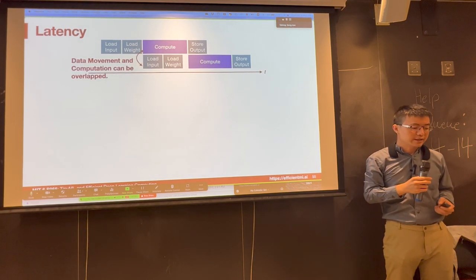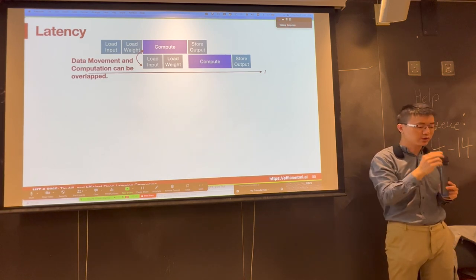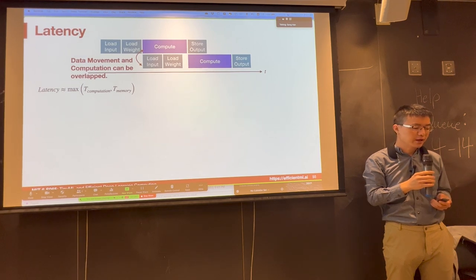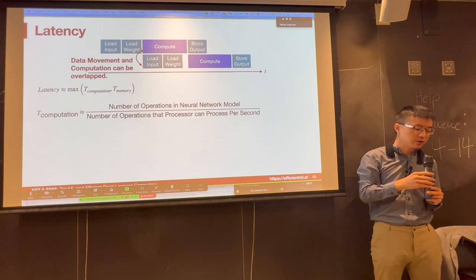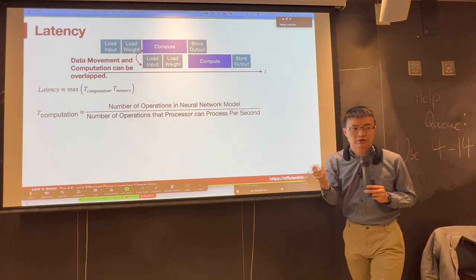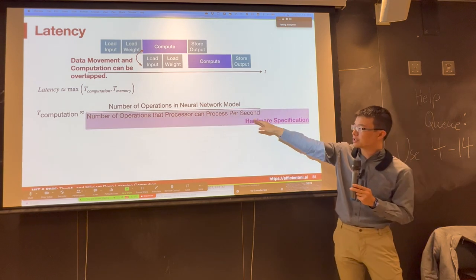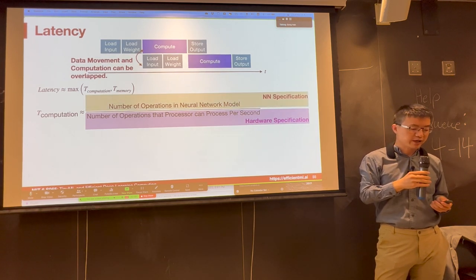So how to calculate the latency? We load the weight, we load the input, we compute it, and we store the output. And sometimes we hope to overlap the data movement with the computation. So the latency is roughly the max between T computation and T memory, if we have enough hardware resources to parallelize in space. The T computation is basically the number of operations in a neural net divided by the number of operations the processor can process per second. So the denominator is basically the hardware specification, and the numerator is basically the NN specification.